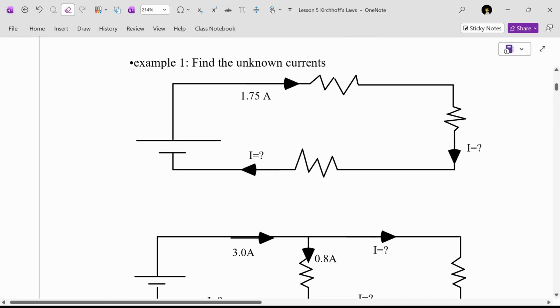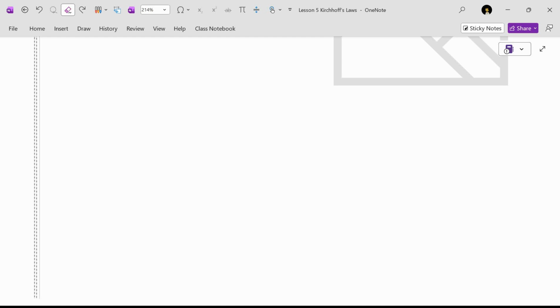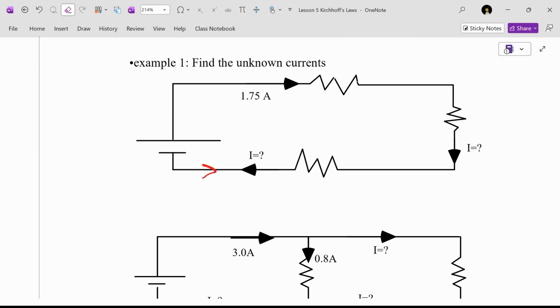First thing I'm going to do is identify where the battery is. See it? Bottom left corner there. The positive is the long bar. The negative is the short bar. Now, in real life, don't write this down. In real life, electrons flow in that direction. Don't write this down. We don't want to have stuff going uphill.